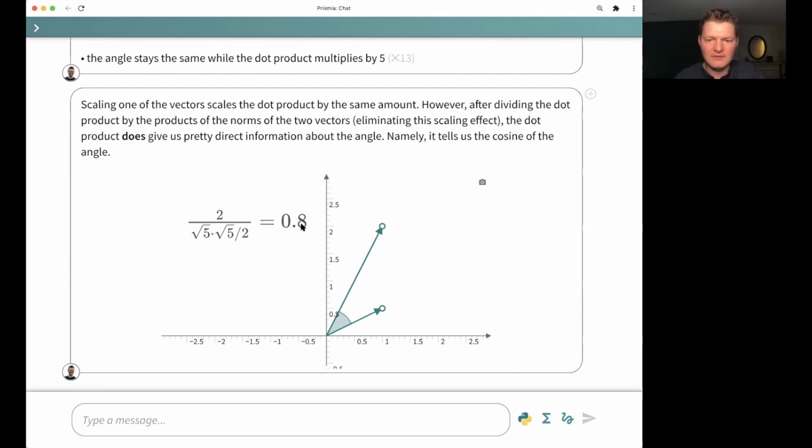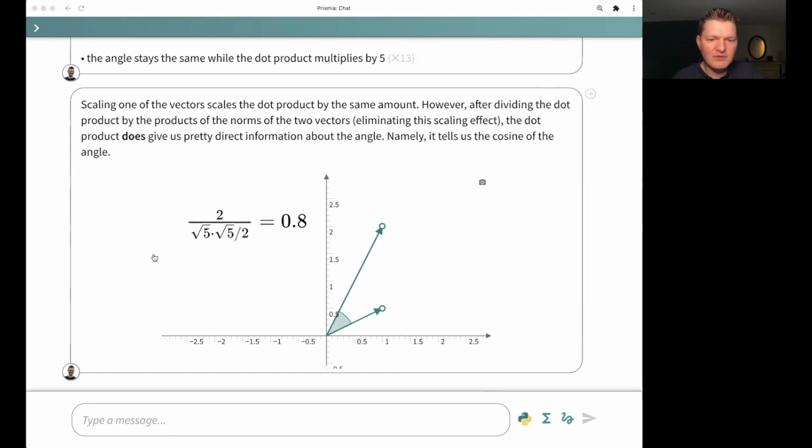So this value that you get when you divide the dot product by the product of the norms of these vectors. So this is, tails at the origin, heads at 1 comma 2. So this is a square root of 5 norm vector. And this one happens to be square root of 5 over 2. So when you divide the dot product by the product of these two lengths, you get some number. And as it turns out, this number will necessarily be between -1 and 1. And in fact, it tells us the cosine of the angle in between the two vectors. So it's supposed to be the cosine of that angle there.